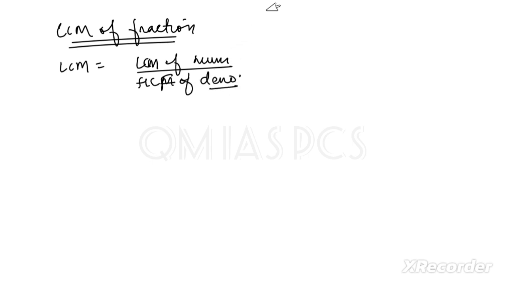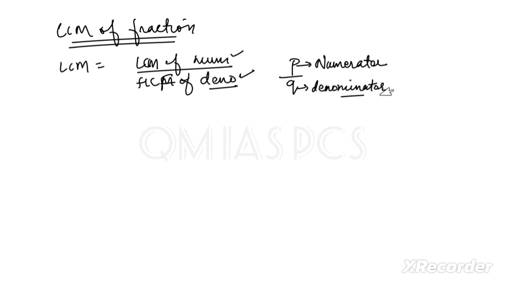I'm expecting that you know what numerator and denominator are. Let me tell you. There is a fraction, like P by Q. P is the numerator and Q is the denominator. It's very basic, so you should learn this. For LCM we find the LCM of numerator and HCF of denominator. For HCF it will be just the opposite, the reverse: HCF of numerator and LCM of denominator.